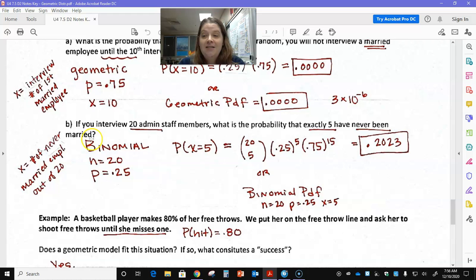The probability of success, in this case, we're counting X as the number of never married employees. So we've switched what the probability of success is. We've switched what X is representing. So we're talking about N equals 20, P equals 0.25 for married, and X is equal to 5. Now you could use the formula, combination of 20 choose 5, probability of success to the 5th, probability of failure to the 15th, and get this answer.